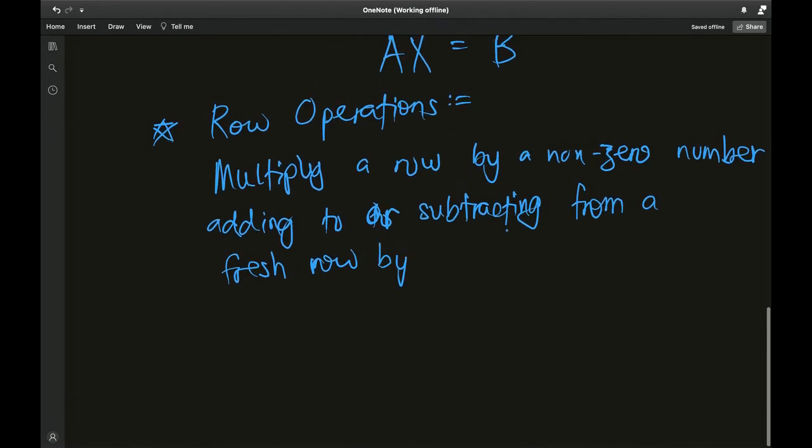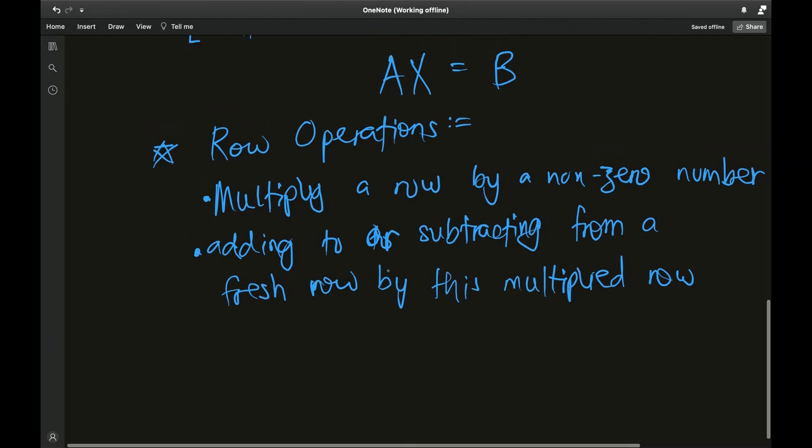So adding to or subtracting from a fresh row by this multiplied row that we got in the first step. So there's 2 steps in all. First is multiplying the row, and then adding or subtracting that from another row, a fresh row.